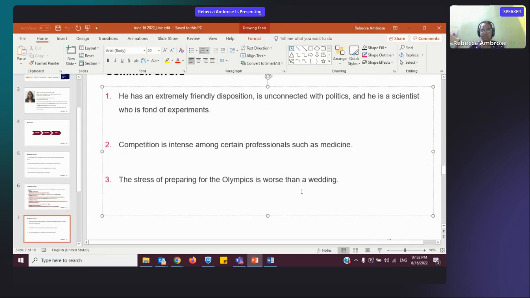And over here, it says the stress of preparing for the Olympics is worse than a wedding. Now, the problem with this sentence is a comparison. The comparison is weird. The stress is compared to a wedding. So it's an incorrect comparison. You have to compare the stress with the stress. We can't compare stress with a wedding. So you have to say the stress of preparing for the Olympics is worse than the stress of preparing for a wedding. That's how you would revise this.